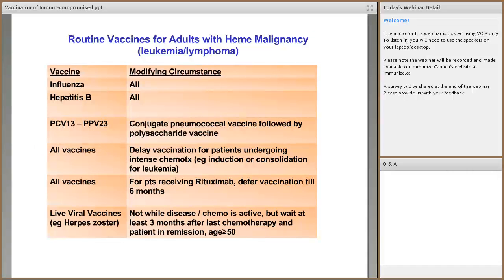Now, influenza vaccine is a little bit special in that if you defer influenza vaccine for a long period of time, you may actually go the whole season without getting it. So in that case, you basically could give the influenza vaccine hoping for a partial response. And again, live viral vaccines, not while disease or chemotherapy is active, but wait at least until 3 months after the last chemotherapy and make sure the patient is in remission. So this is where contact with the hematologist, oncologist comes in.